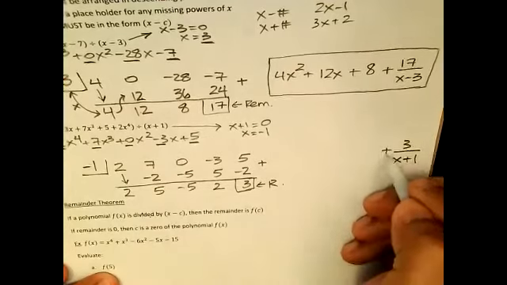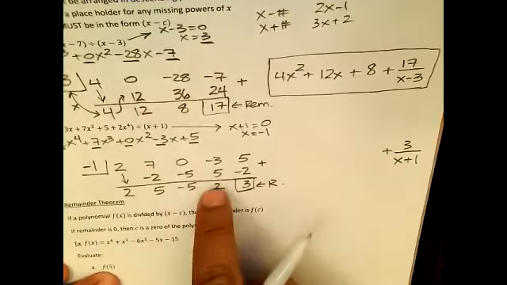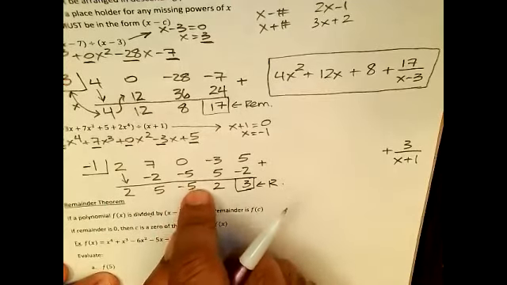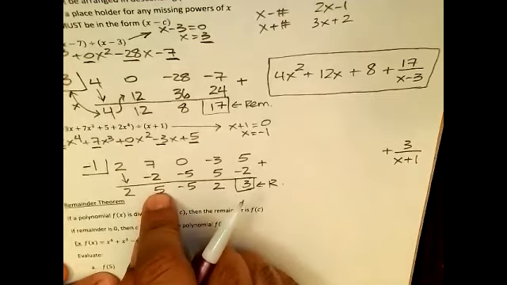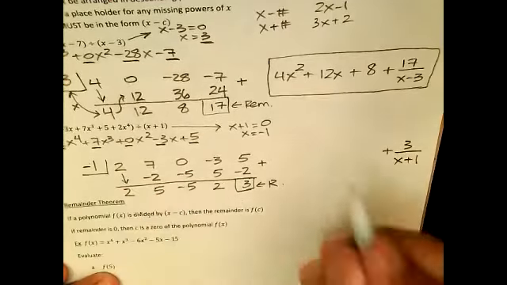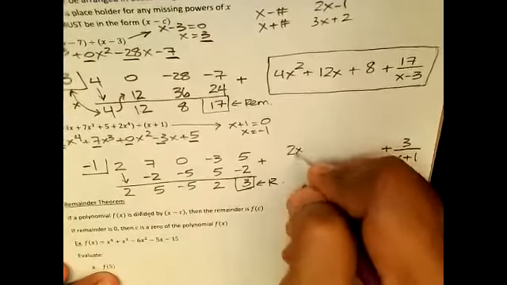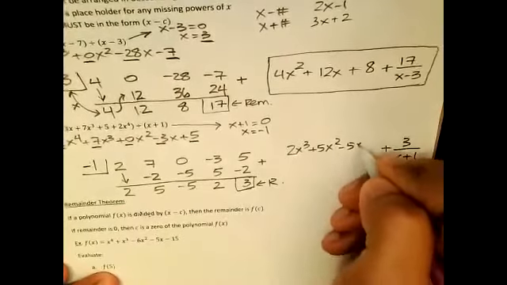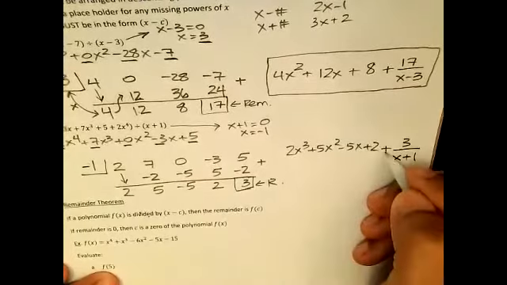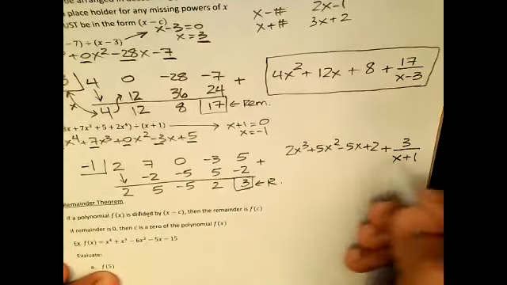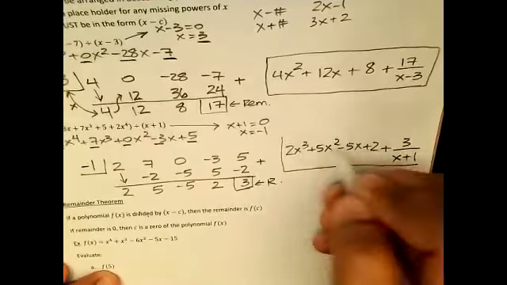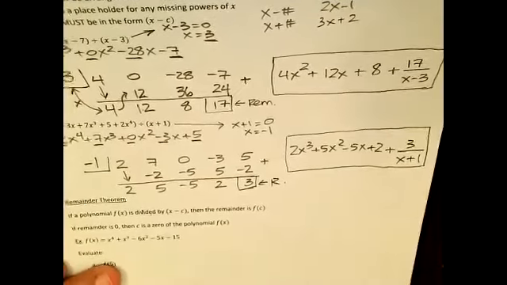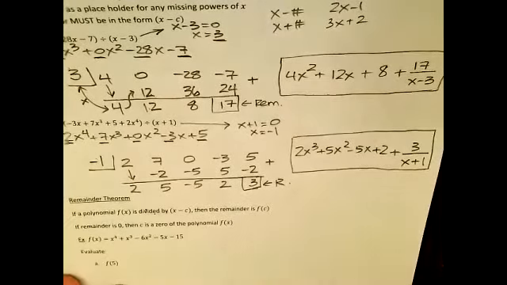And then the other terms that will be in front of my answer are going to come from these numbers here. So here the 2 will be by itself, the -5 will have an x, the 5 will have an x squared, and then the 2 will have an x cubed. So it's going to be 2x cubed plus 5x squared minus 5x plus 2 plus 3 over x plus 1. And that's my answer for this long division.